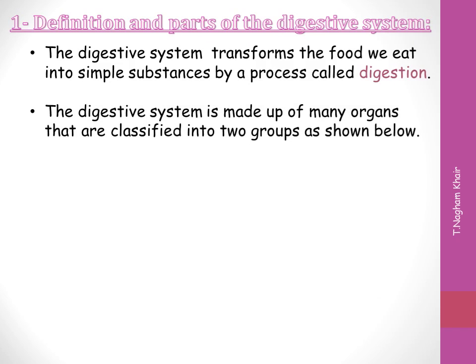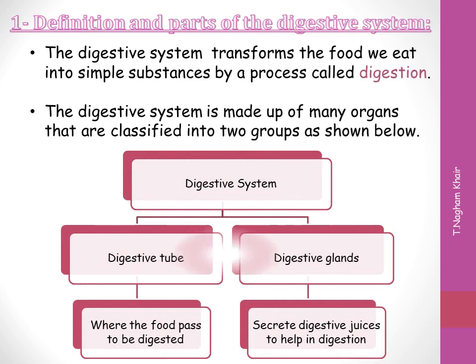The digestive system is made up of many organs that are classified into two groups as shown below. These groups are the digestive tube. What is the digestive tube? It is where the food passes to be digested. And the digestive glands. They are organs that secrete digestive juice to help in digestion.